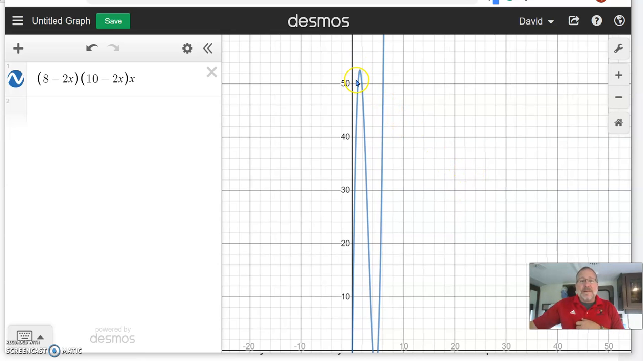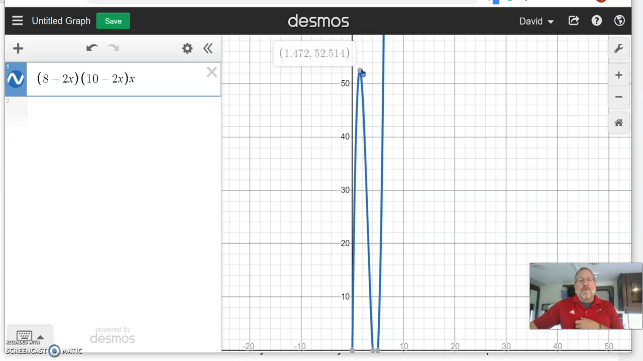And you can see there's the top of my graph right at 1.47, 52.5. So that means the biggest volume I could have is about 52.5. And I'd have to cut away about 1.5 to make that work. So that's what happens with an 8 by 10.